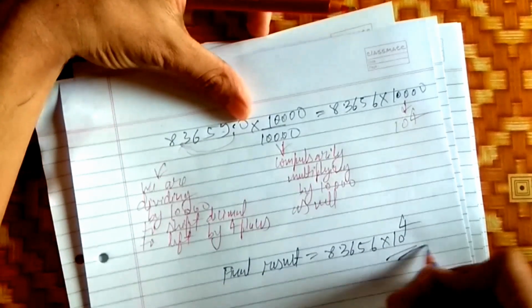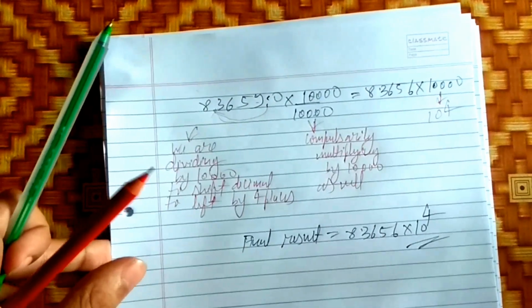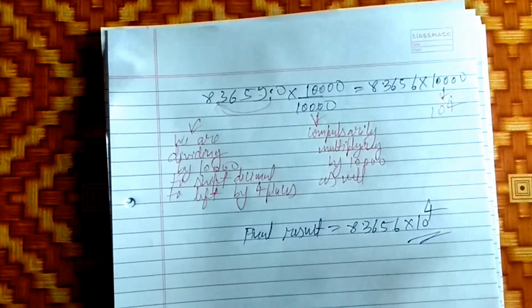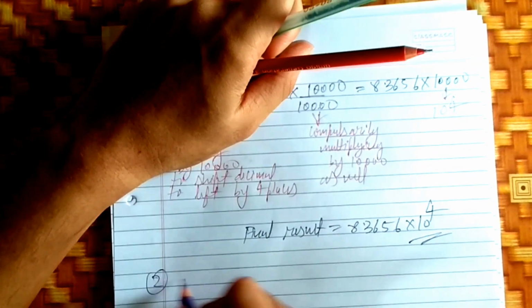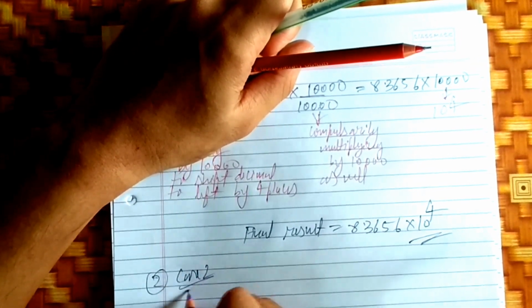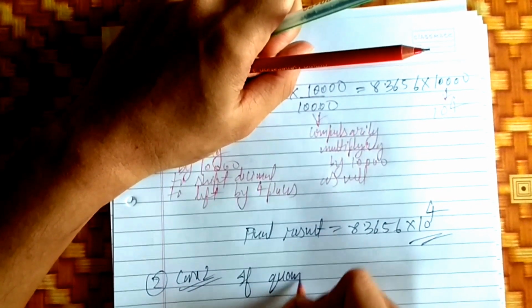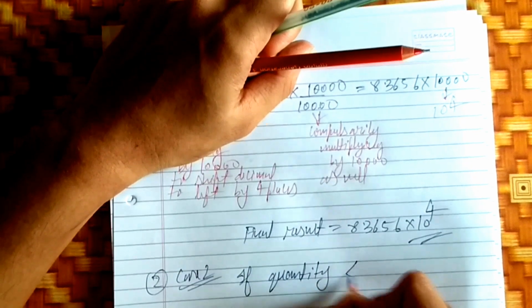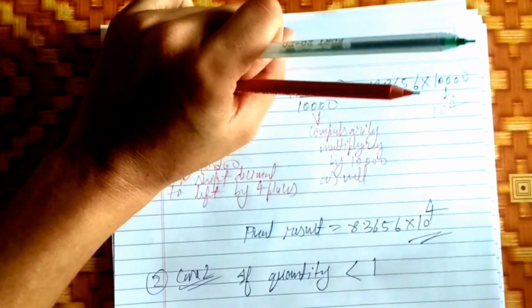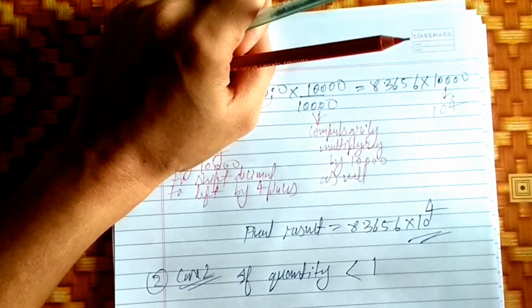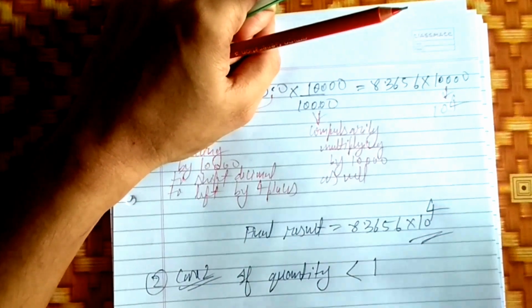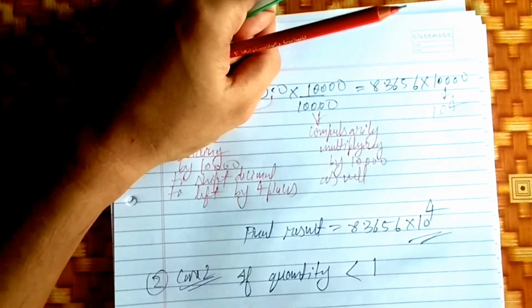All clear? No problem, right? So the next case is case 2. Case 2 is if the quantity is less than 1. First case was if the quantity is greater than or equal to 10. Now the second case is if the quantity is less than 1. What will we do in such a case?